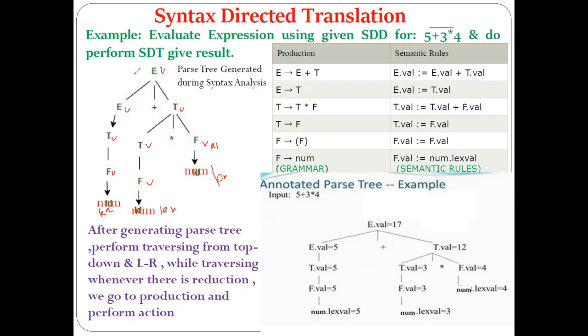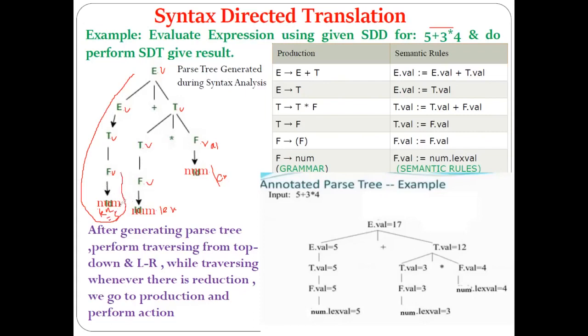Now we'll start from the top, left to right. Here we have come to num dot lex val. Now what is the value of lex val? From this expression we have to put the value of lex val as 5 here. Okay, then we go next.